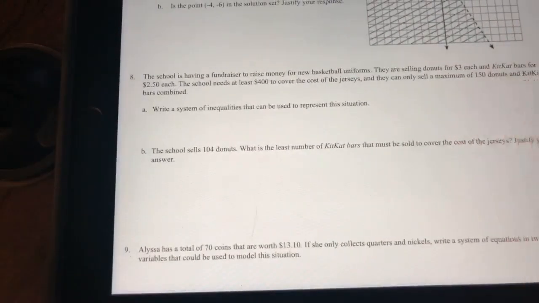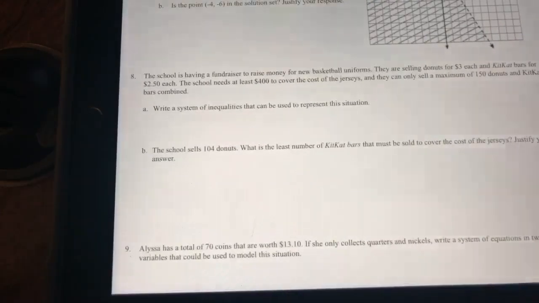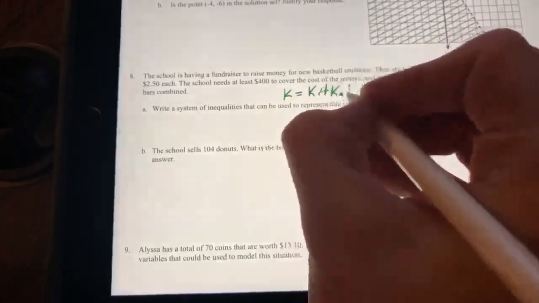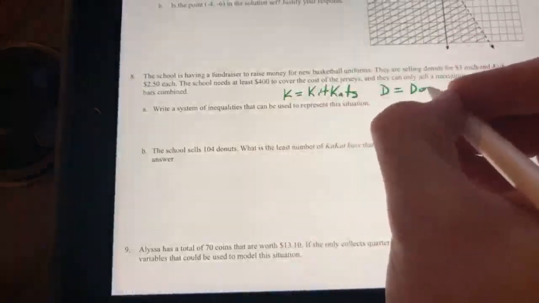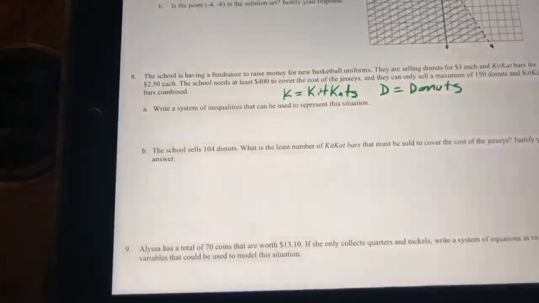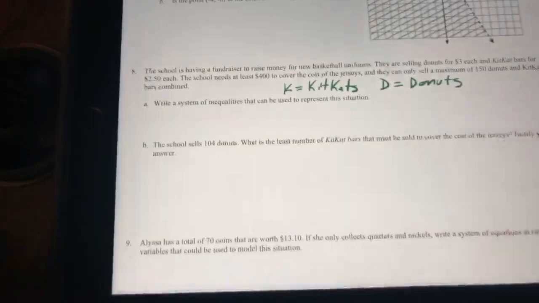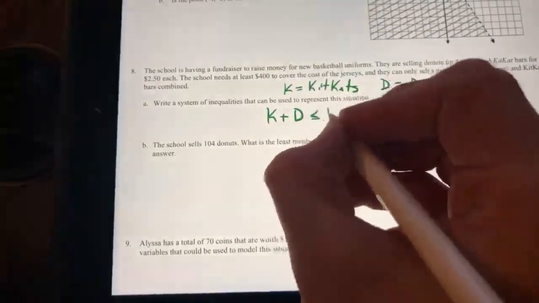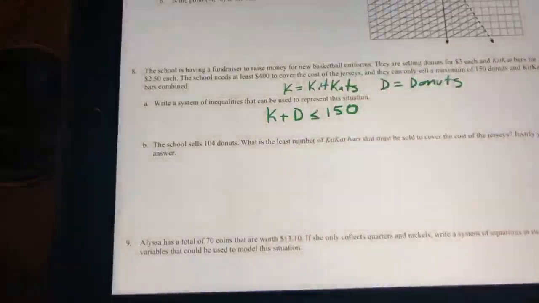So the KitKat example. We have KitKats and donuts. Obviously our variables here, we'll use K for KitKats and D for donuts. If we're not told the variables, you don't want to lose points because you didn't identify them. First, if we have a maximum of 150 altogether, that should mean K plus D is less than or equal to 150. Okay, keyword there, maximum of 150.